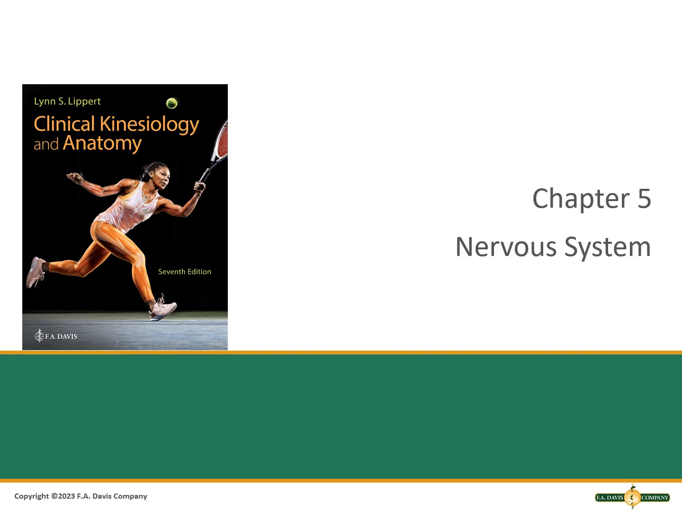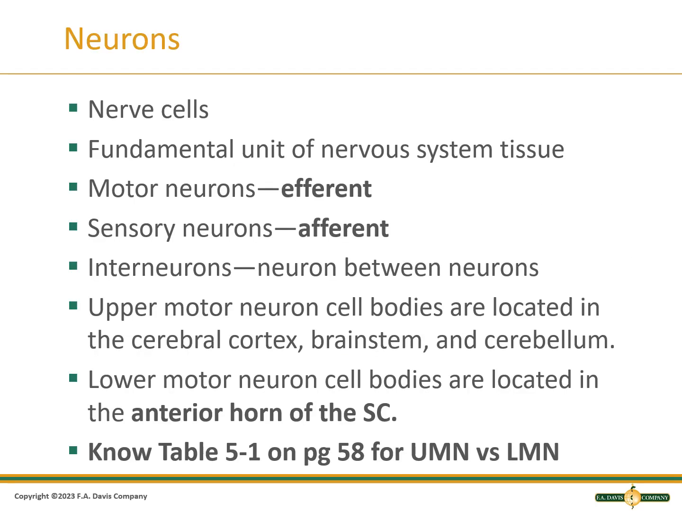Welcome to Chapter 5, covering the nervous system. Jumping right in, the nervous system is made up of neurons, which are specialized nerve cells. Motor neurons transmit efferent signals from the brain to the periphery, and sensory neurons transmit afferent signals from the periphery to the brain. Interneurons are the neurons between neurons.